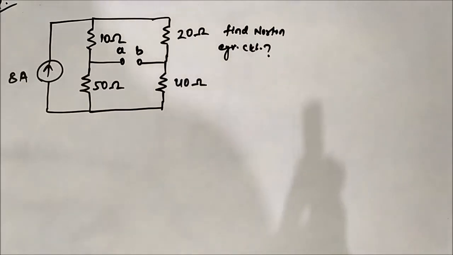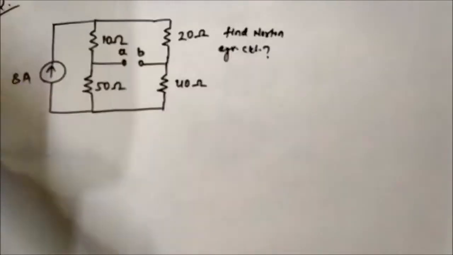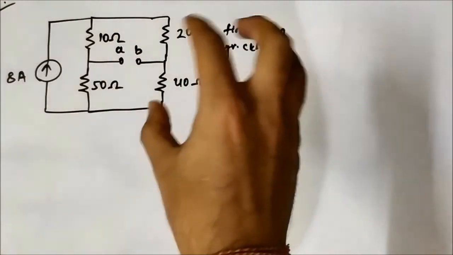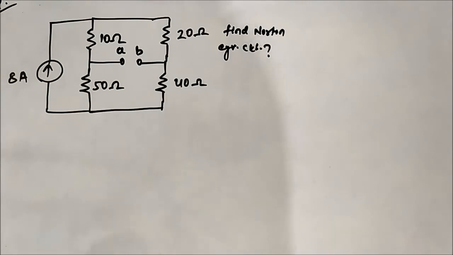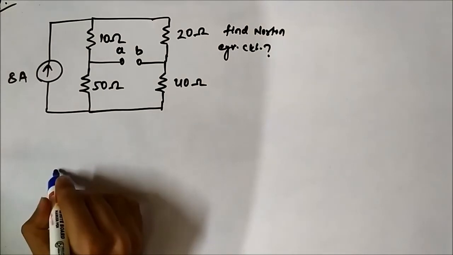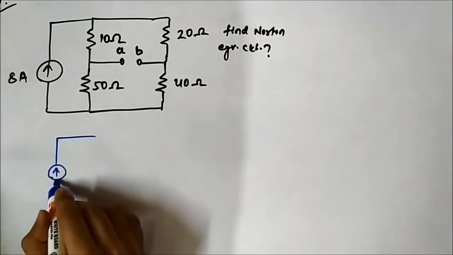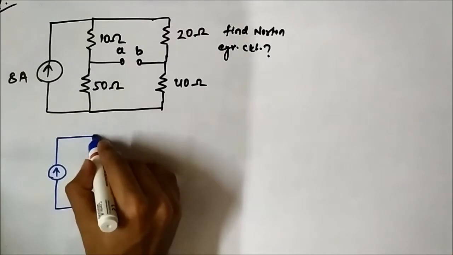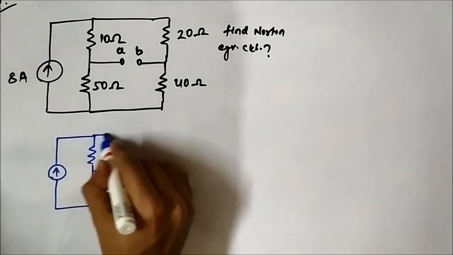So here we have a question. We have a circuit and it has been asked to find the Norton equivalent circuit. Here we will not be using the conventional method to find a Norton equivalent circuit, that is, we will not short the terminals. We will first find the Thevenin equivalent circuit and then from that Thevenin equivalent circuit we'll get the Norton equivalent circuit. So for that, we have to find the open circuit voltage across the terminals A and B. So for that, we have to redraw the circuit. This will be open circuited again.